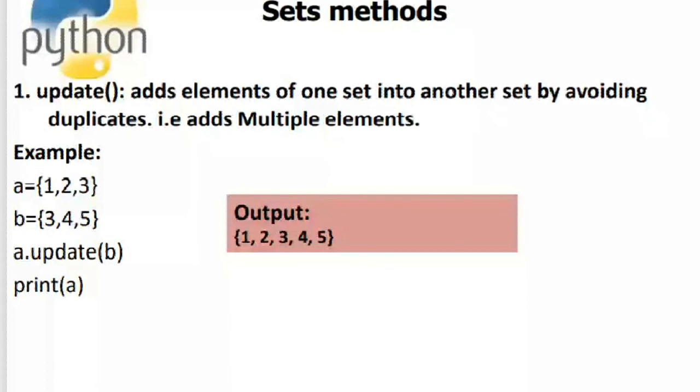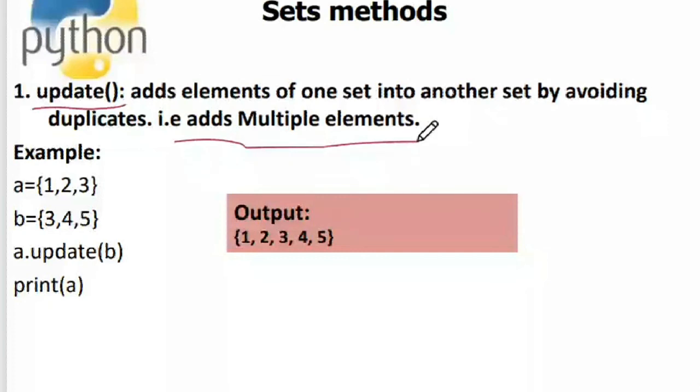Now the concepts of set methods. The first method here is the update method. What is the update method? The update method adds elements of one set into another set, avoiding duplicates. Keep this point in mind, because in the next method we will need it: the update method adds multiple elements.